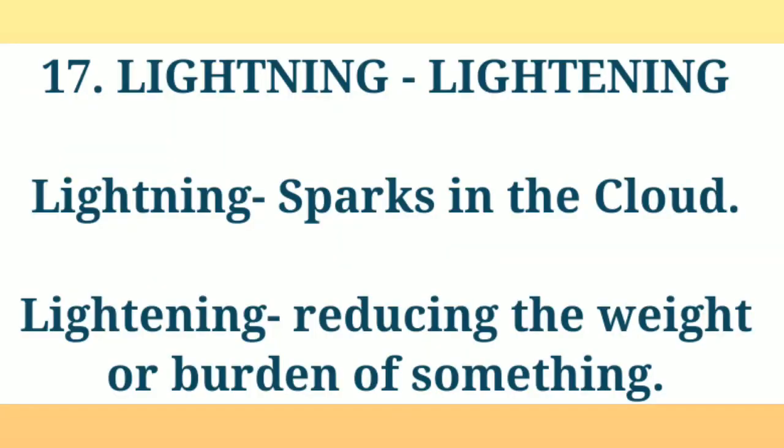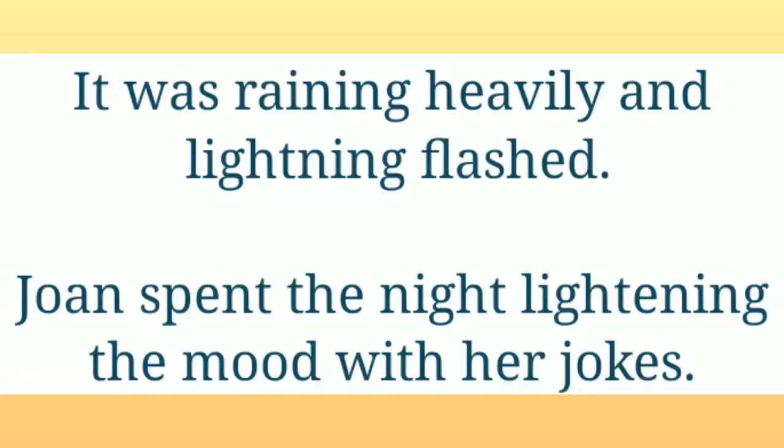Next words are lightning and lightening. Look, the pronunciations are just the same, but you have to focus on the spelling over here. Are you doing it? Because in this first word, E is not there, and in the second word, E is there. So the first word, lightning without E, means sparks in the cloud. And the second word, lightening with the E, means reducing the weight or burden of something.